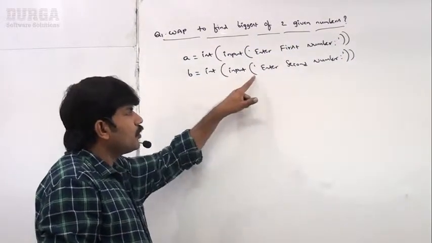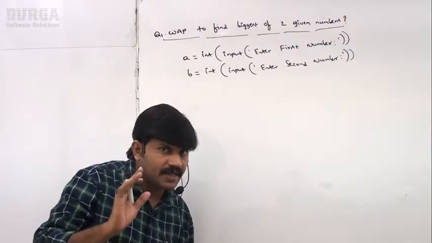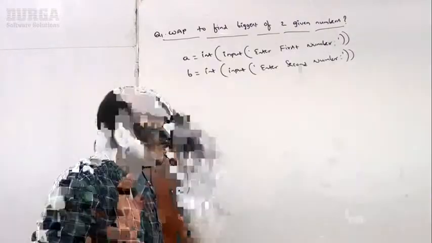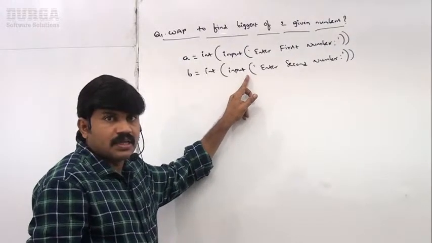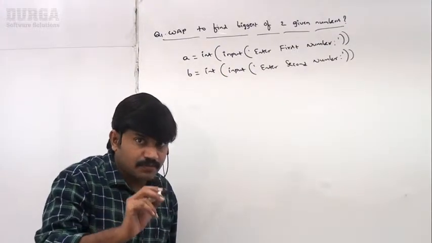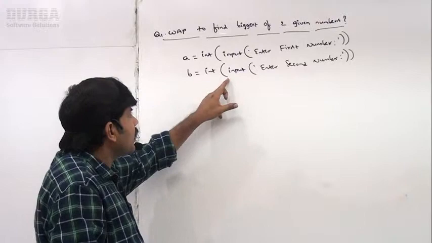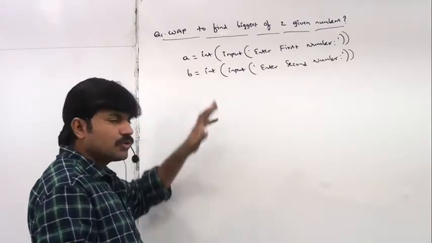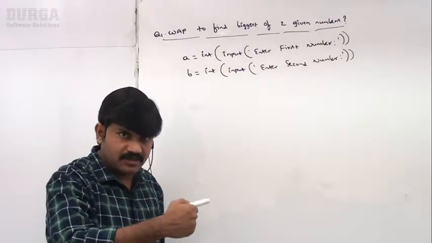Now if you want to read the data dynamically from the keyboard, the input function we have to use. Next, the input function return type is always str type, string type only. That's why we compulsorily require to typecast to int type. You know these things already, right?